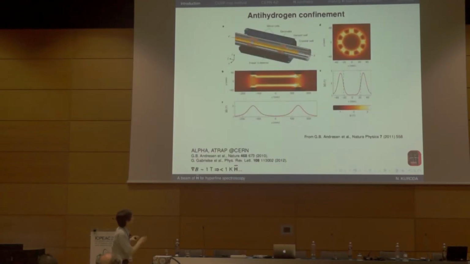After ATHENA's success, ALPHA and ATRAP tried to make a special magnetic trap by using a field gradient. They succeeded in confining neutral antihydrogens. This is a great step for antihydrogen spectroscopy, but antihydrogens are inside an inhomogeneous magnetic field, so the precision should be limited by this magnetic environment. So another way to make high precision spectroscopy is to make an antihydrogen beam, extracted from this magnetic environment, to perform spectroscopy inside a low or zero field environment.